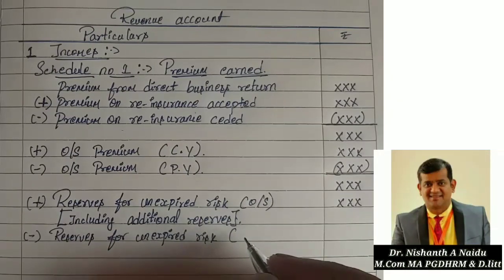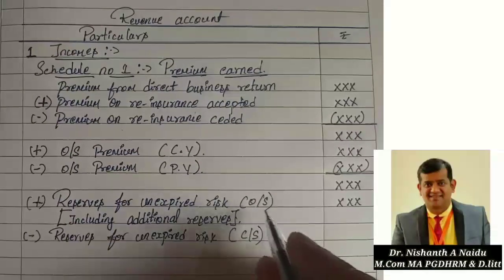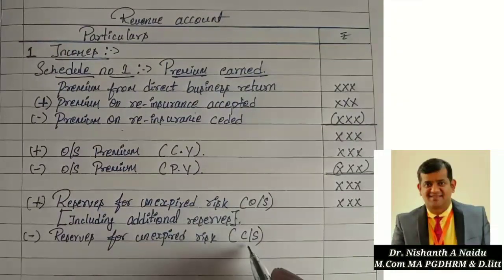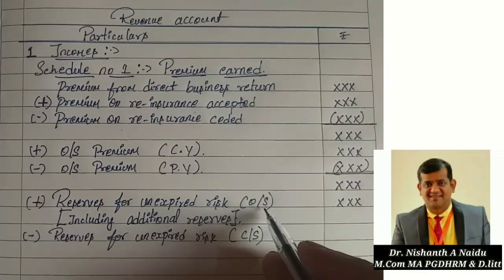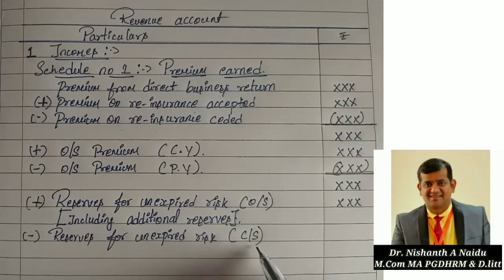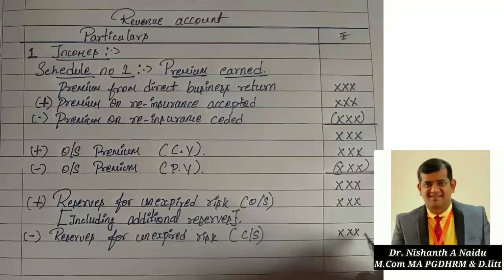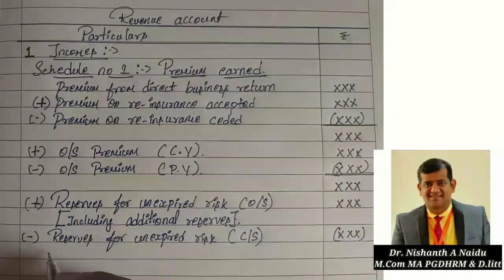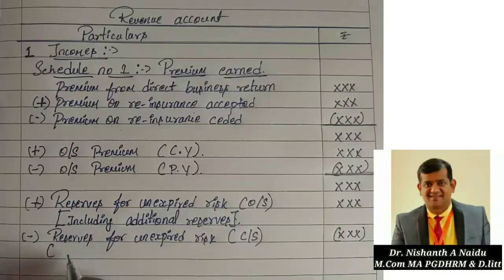Unexpired risk. So that is closing. So this is opening and this is going to be a closing balance. Okay, so here we are going to write all opening balances. Clear? So here we are going to write all closing balances. So closing balance is always minus. So here also the same thing, including additional reserves.